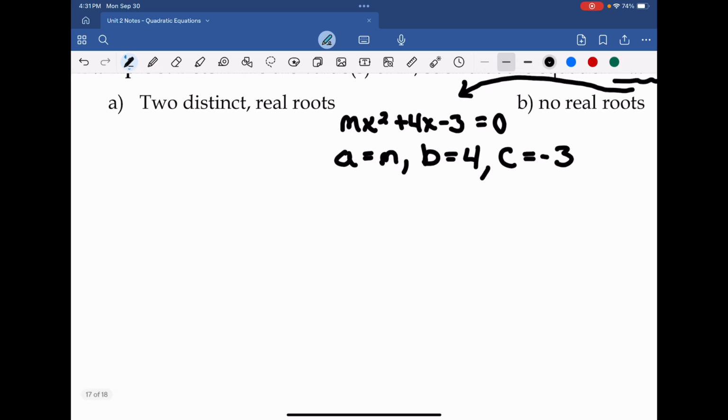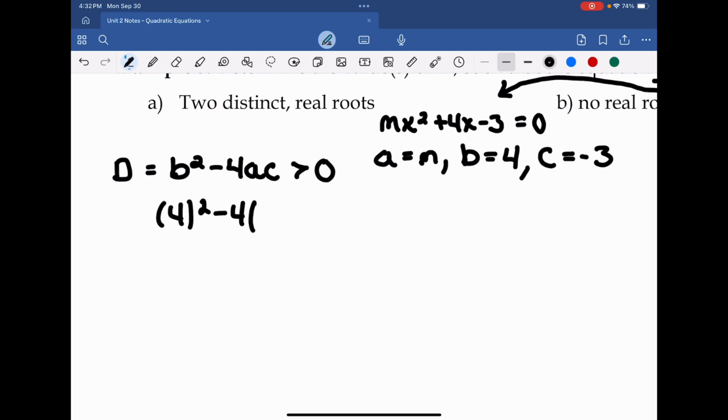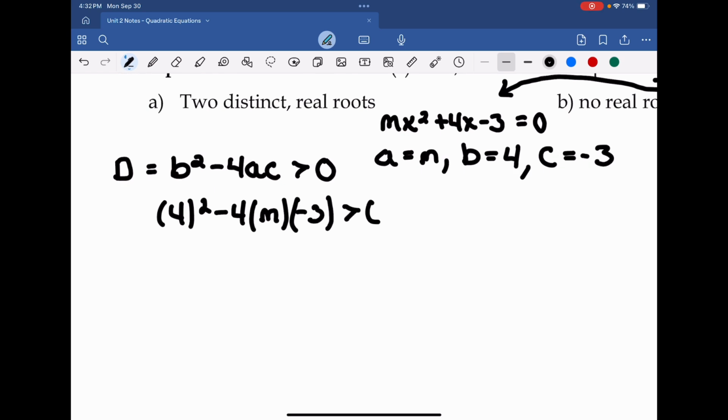Now, to have two distinct and real roots, it must be that the discriminant is greater than 0. We've discussed that on the previous page. So I'm going to write this first and foremost as: the discriminant, b squared minus 4ac, must be greater than 0. Now I'm going to plug in the b, a, and c. So my b value was 4 squared, minus 4 times the a value, which is an arbitrary m, times the c value, which is negative 3, must be greater than 0.